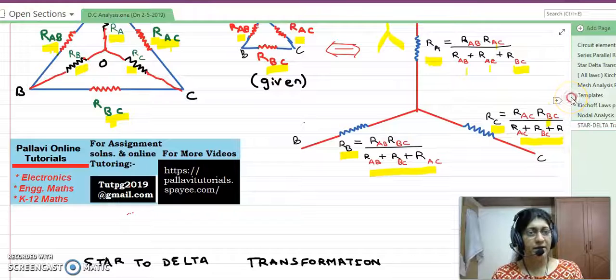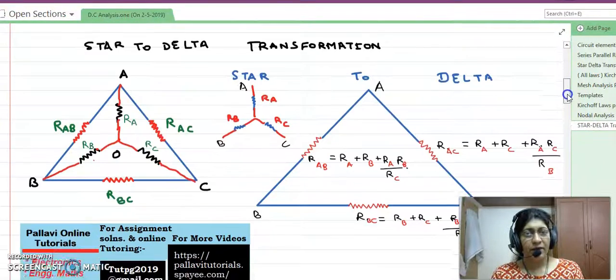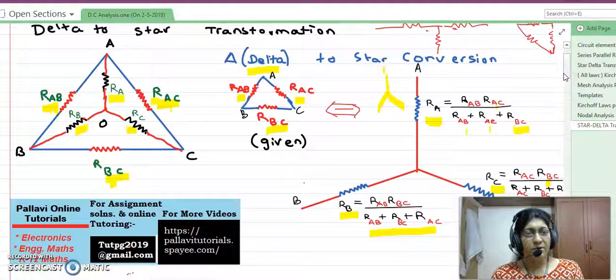Now what can we do further? What is more important is that you connect the values properly. RA should be in the proper place, RB should be in the proper place and RC should be in the proper place. All the three are not interchangeable. I repeat, all the three are not interchangeable because unless the three resistor values are equal, the three resistors are not interchangeable. So you have to name the delta properly and accordingly place all the resistors.